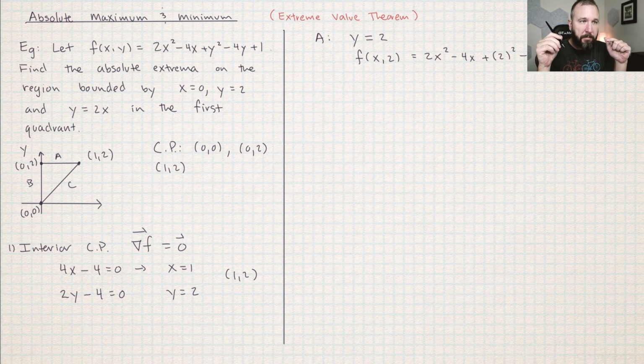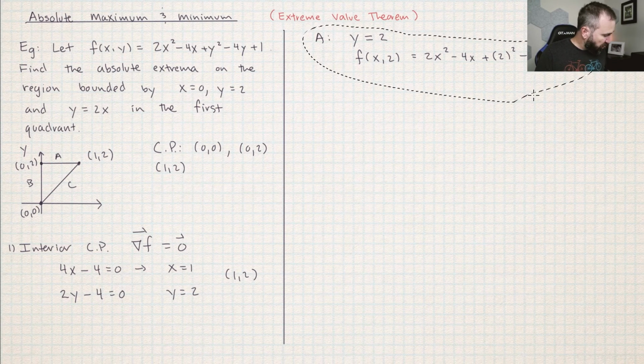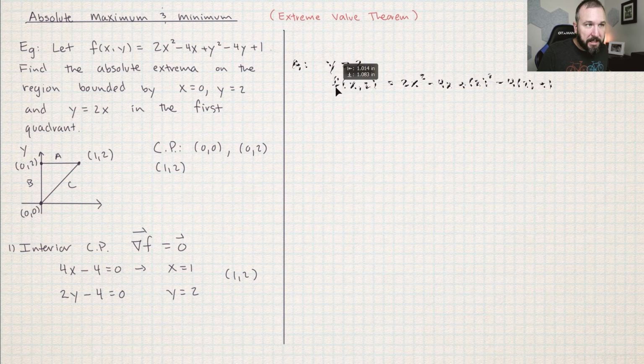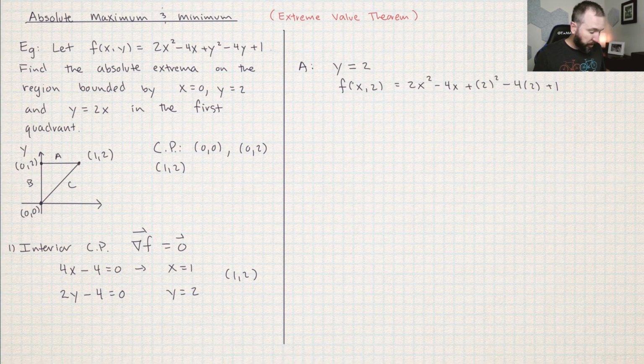And then, I've covered myself up. And then what I'm going to do is treat this like a Calc 1 problem because now it is. I mean, this is now just a function of one variable. So I'm just going to go through all the Calc 3 processes of finding any critical points on this boundary where y is equal to 2.